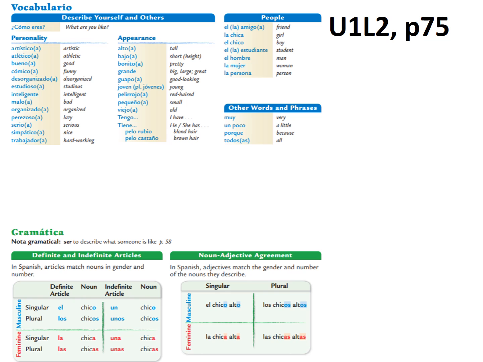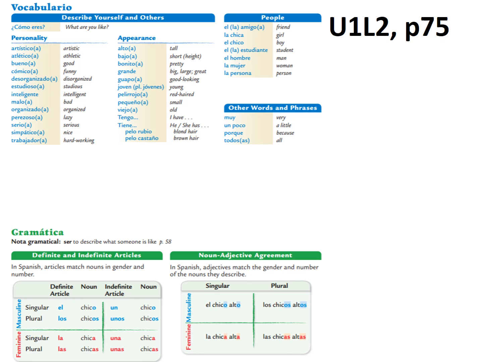El estudiante means a student who is a guy. La estudiante means a student who is a girl. El hombre means man. La mujer means woman. La persona means person. Other words and phrases. Muy means very. Un poco, a little. Porque, because. Todos is masculine for all. Todas is feminine for all.